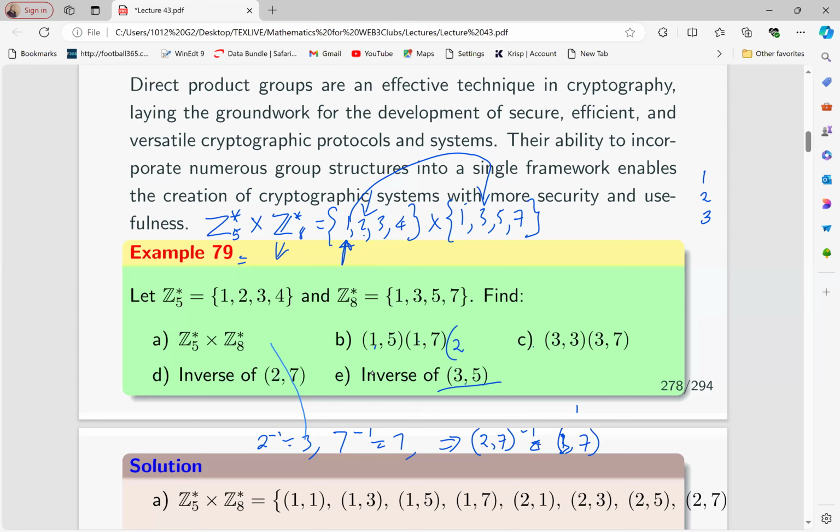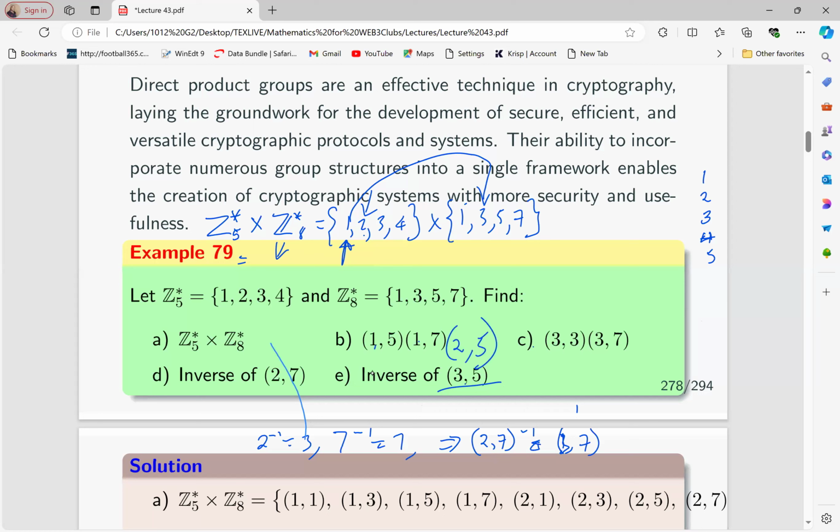Now, what about 5 times 4? 5 times 4 will be 20. Divided by 8, the remainder is 4, which is not 1. 5 times 5, 25, divided by 8, the remainder is 1. Okay, the remainder is 1. So it means again, the inverse of 5 mod 8 is 5.